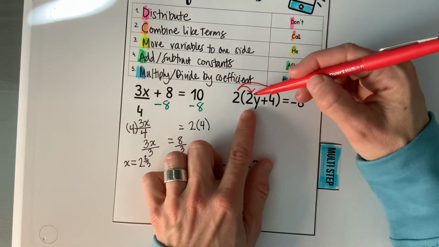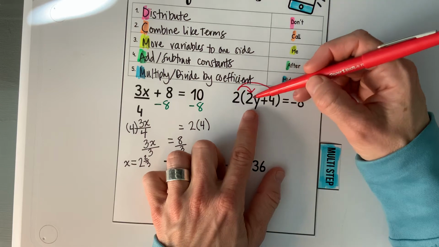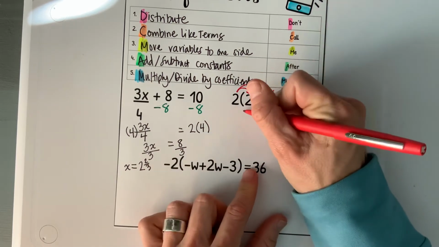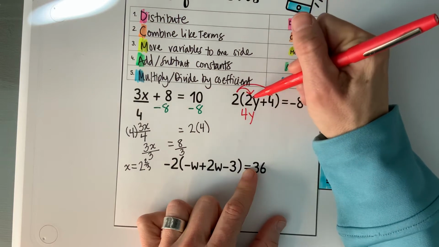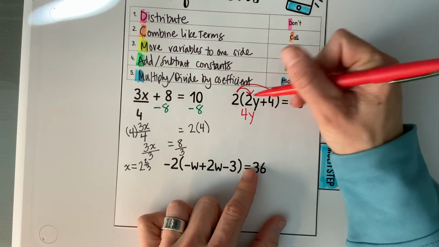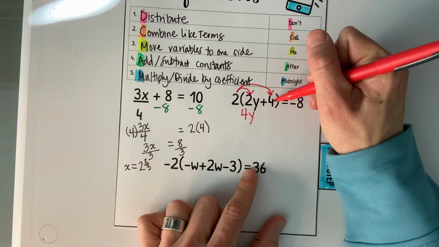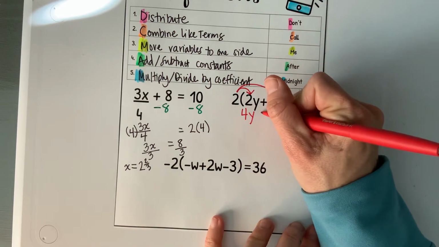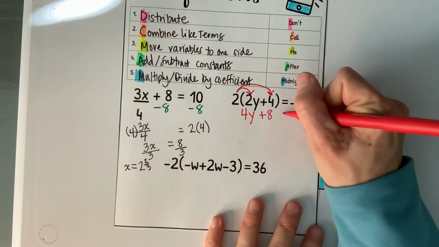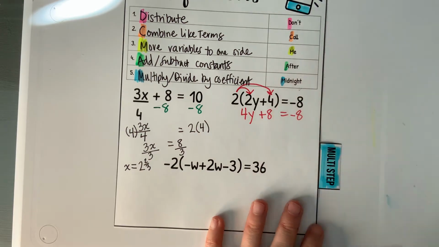So 2 sets of 2y, or 2 sets of 2 pawns, is then 4 pawns. So 4y, so 2 times 2y. And then we have 2 groups of 4, or 2 groups of those 4 number cubes, so 2 times 4 is 8. So we're going to do plus 8, is equal to negative 8.